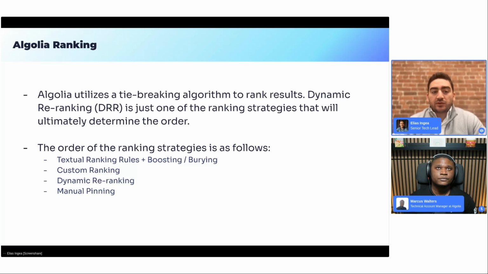And then we'll have dynamic re-ranking, which will exist outside of that funnel in a sense, because dynamic re-ranking will be able to influence results like Marcus showed, but it'll be able to influence results that are outside of essentially that textual ranking and boosting and burying. So it can actually override the default order. And then finally, there's going to be that manual pinning. Manual pinning is going to be the ultimate decider. So if I go into a rule and I create a manual pin for the first 3 positions, dynamic re-ranking will not be able to override that.